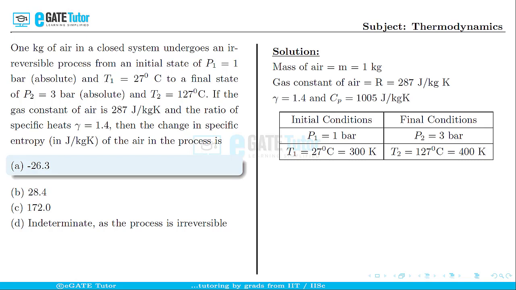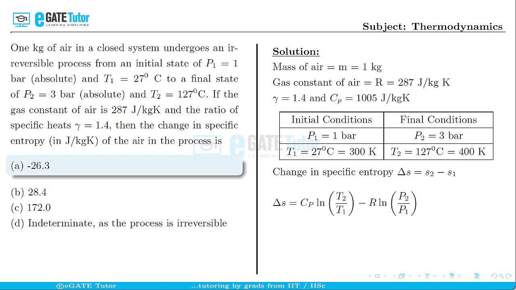And we are asked to calculate the change in specific entropy, which is delta S equal to S2 minus S1, that is specific entropy in the final state minus specific entropy in the initial condition. Since we are given pressure and temperature values only, we can express the change in specific entropy as delta S equal to Cp ln T2 by T1 minus R ln P2 by P1.